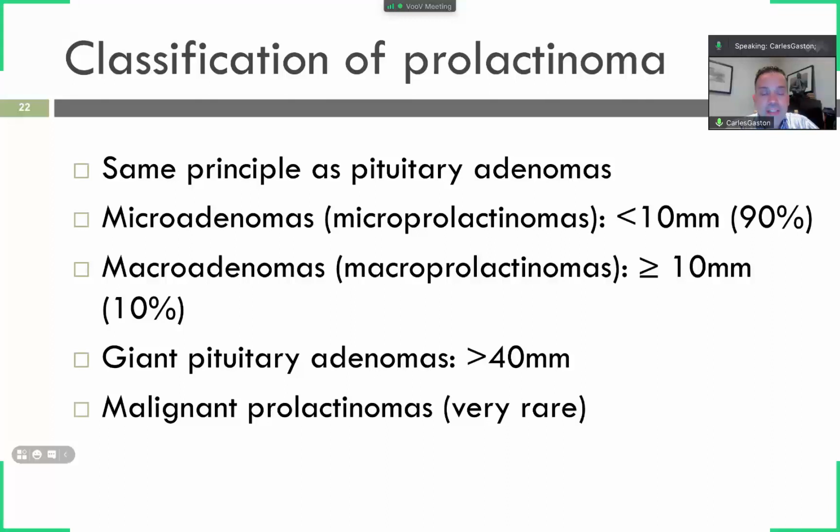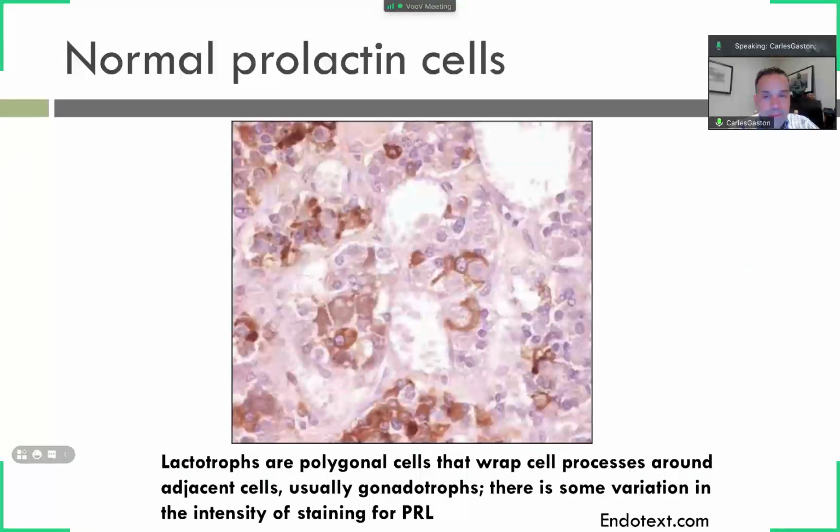Then, very rarely, some of the prolactinomas undergo malignancy, i.e. they spread. This is just a picture showing prolactin cells, which are characterized because they are lactotrophs, and you can see the expression of the lactotrophs, right? Normally they are polygonal cells that wrap cell processes around adjacent cells, which are the gonadotrophs. So you can see this wrapping cell, another wrapping cell, and another, and they produce prolactin.